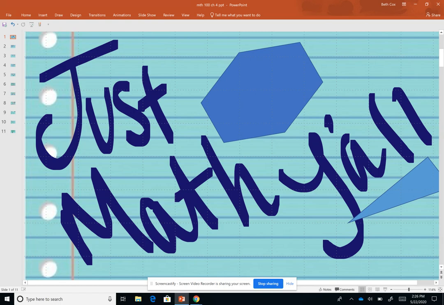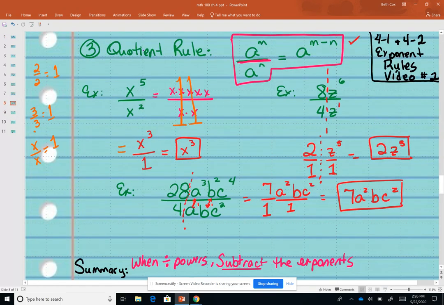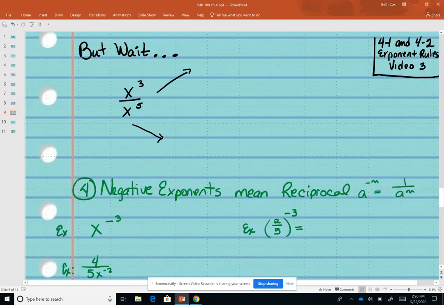Here we go. We're going to pick up where we left off. We were talking about the quotient rule, and now we're going into the next rule. So we've done rules 1, 2, and 3, and here we go. Now when we flip it around and we have x to the third over x to the fifth, if we do the rule, this is going to be x to the 3 minus 5, which is going to give me x to the negative 2.